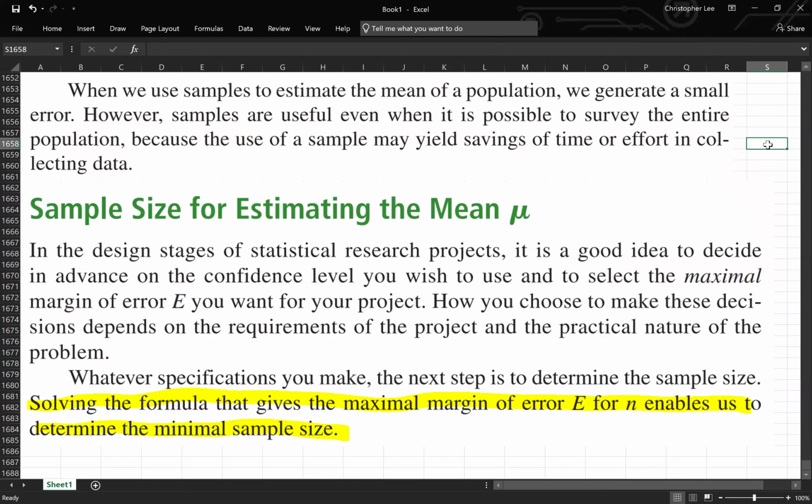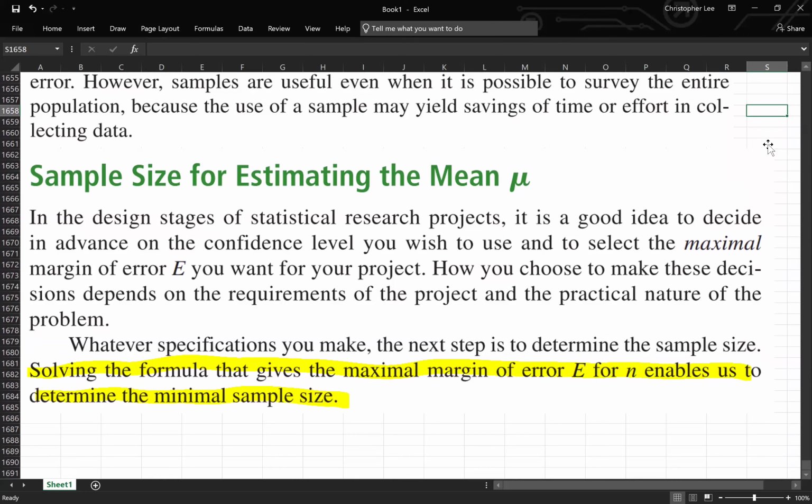So in the design stages of statistical research projects, it is a good idea to decide in advance on the confidence level you wish to use and to select the maximal margin of error E you want for your project. However, how you choose to make these decisions depends on the requirements of the project and the practical nature of the problem. Whatever specifications you make, the next step is to develop the sample size. So solving the formula that gives the maximal margin of error E for n enables us to determine the minimal sample size. This is really, really dope.